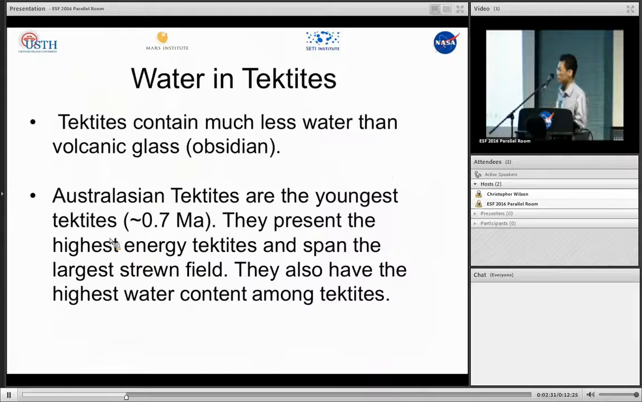Now we do a little review on water in tektites. In general, tektites contain much less water than volcanic glass, for example obsidian. The Australasian tektites are just about 0.7 million years old. They are the highest energy tektites, and they span the largest field. They also have the highest water contents among the tektites.